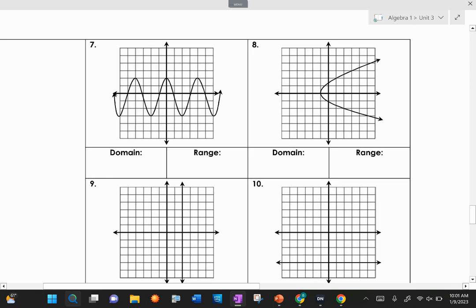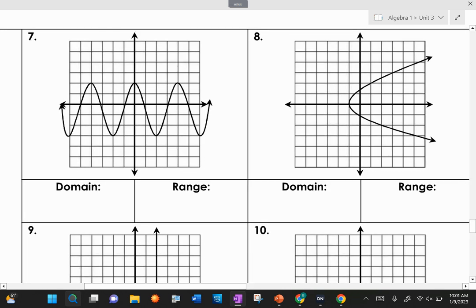Okay, so now, at what point does having arrows on both sides not equate to all real numbers for both? Let's find out together. Number 7. We're doing all of these.